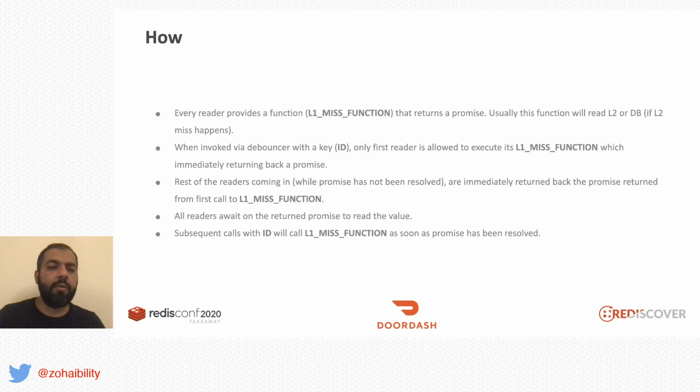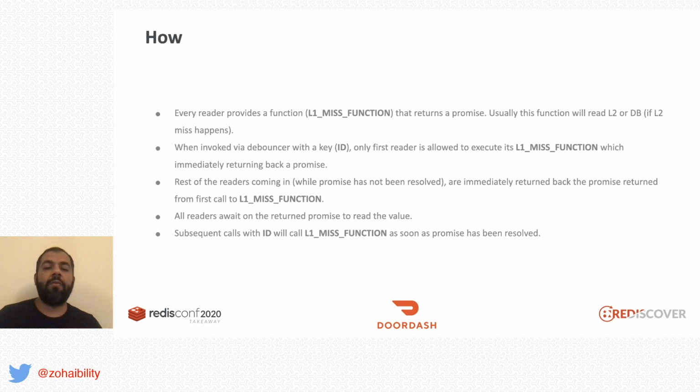Let me first go through how we're going to break down our problem. Every reader provides an L1 miss function. So you're picking up from L1, but every reader should provide an L1 miss function. Usually this function is the same across everyone. If this function is reading from a database or Redis or somewhere else, the logic is exactly the same across all the clients that are reading. So the function is exactly the same.